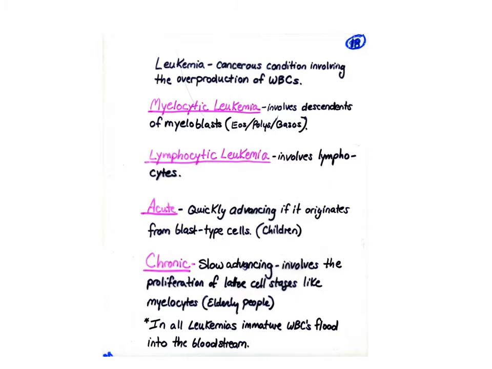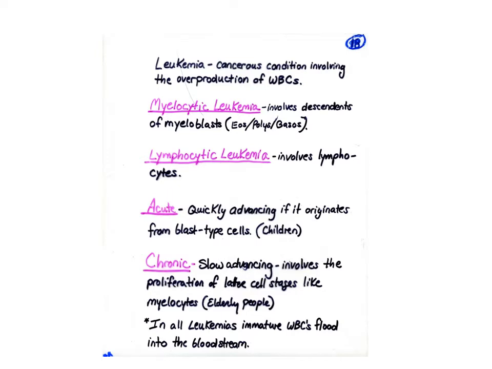Acute is quickly advancing if it originates from the blast-type cells. And if it originates in the earlier developmental pathways, you're not getting that many functional cells, and so this one tends to be very aggressive, tends to occur more often in children. Chronic types of leukemia tend to be slower advancing. The problem is in the latter stages of the developmental pathways, so you do have some functioning cells, and people can live a long time with this type of leukemia. And usually you see this in elderly people.